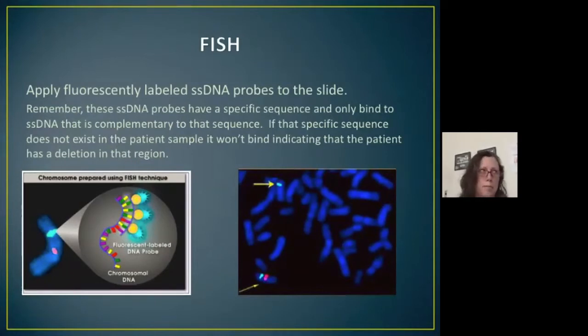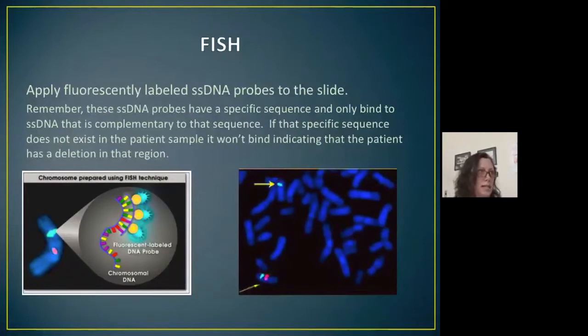They're complementary binders, and guanine and cytosine bond to each other in a complementary fashion. So we have a complementary single-stranded DNA sequence, and if that sequence does not exist in the patient sample, it won't bind to the slide, which indicates that the patient has a deletion in that region.